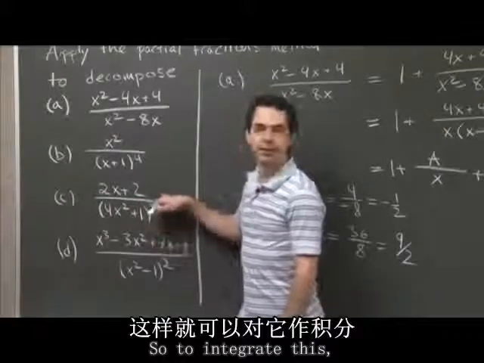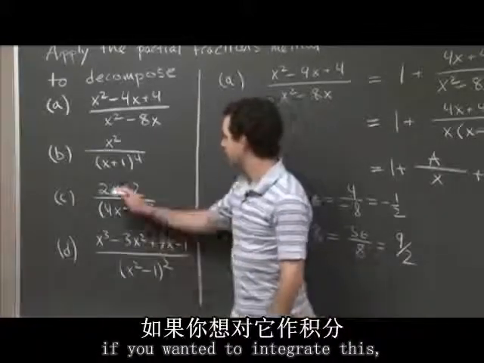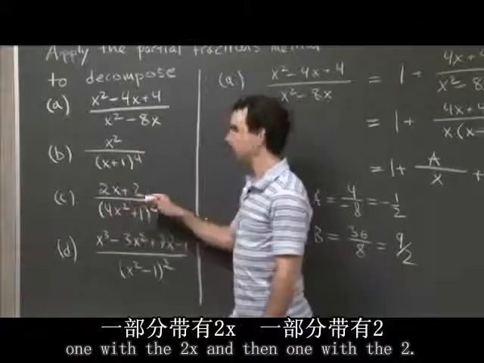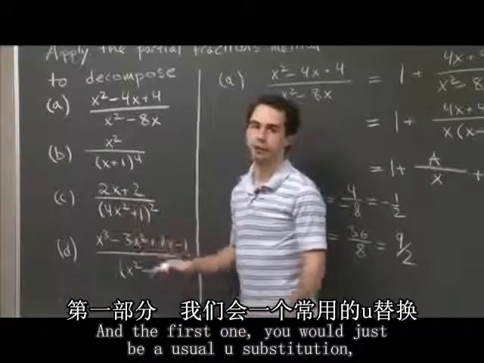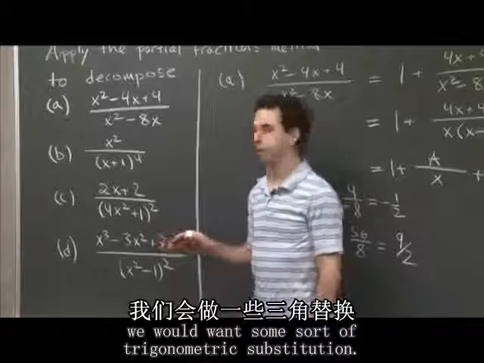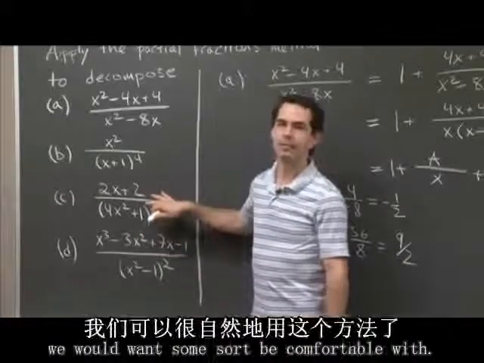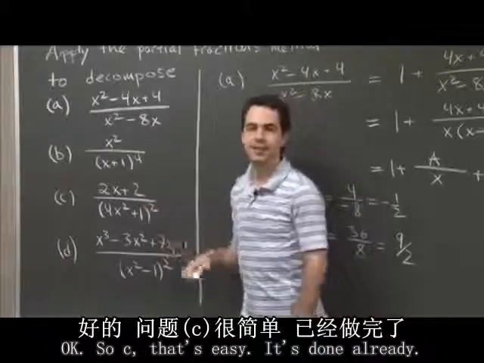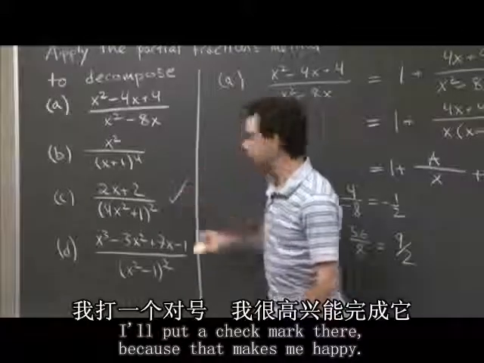So to integrate this, it's already in a pretty good form. If you wanted to integrate this, you would split it into two pieces, one with the 2x and one with the 2. The first one would be a usual u substitution, and the second would want some sort of trigonometric substitution. But this is already ready for methods we should be comfortable with. So C, that's easy. It's done already. I'll put a check mark there because that makes me happy.